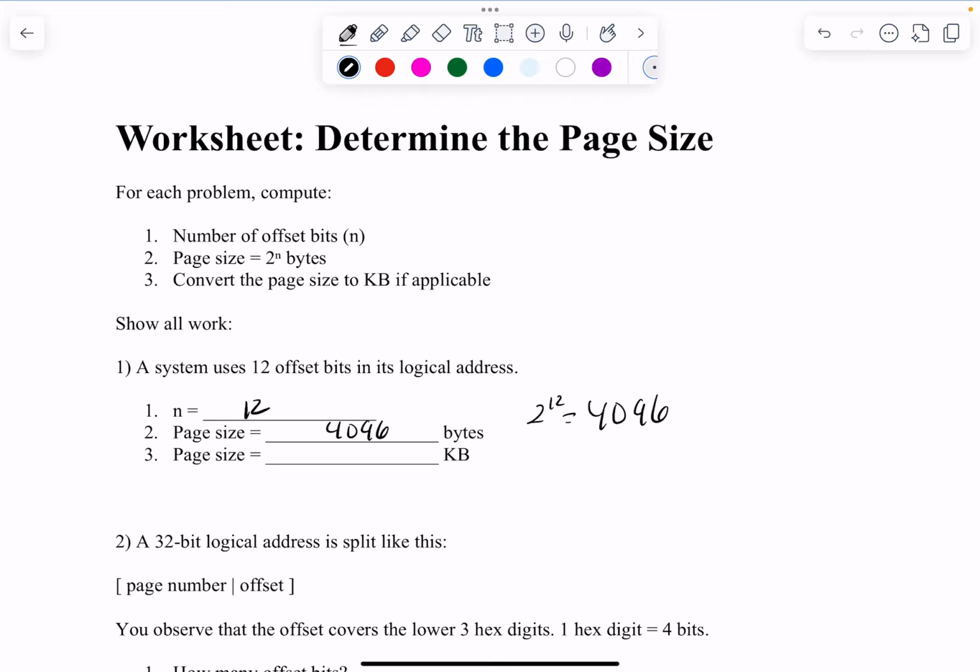And we know that 1 kilobyte is usually translated to 1024 bytes. And in order to get the full size, we'll take the bytes and we're going to divide that by 1 kilobyte. So we'll get about 4 kilobytes. That's how you solve the first one.